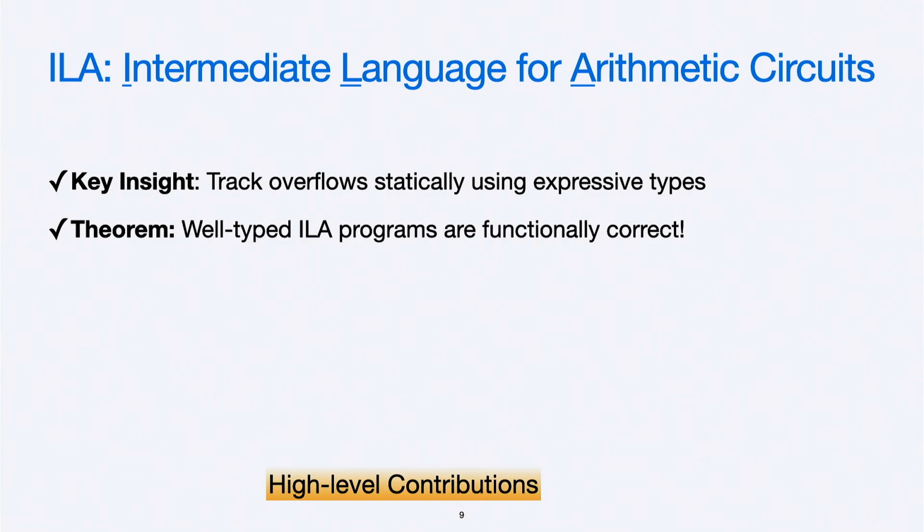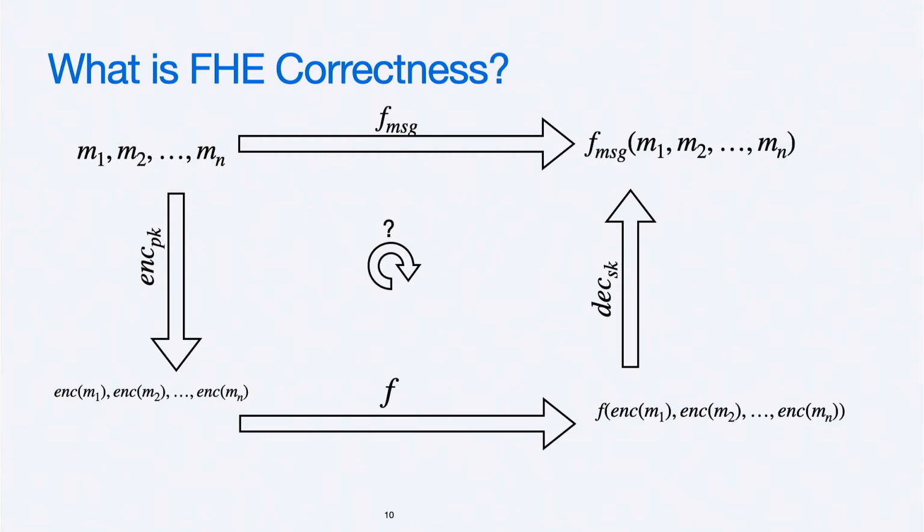We propose ILA, an intermediate language for arithmetic circuits, with the key insight that the noise can be tracked using expressive types, and the theorem we have is that well-typed programs are functionally correct. That means that if we decrypt them, we should be getting the correct result.